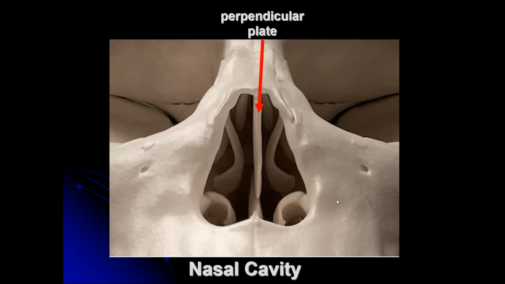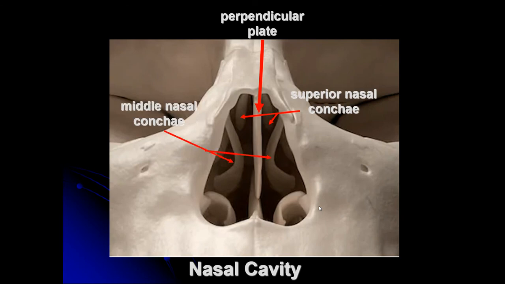And then if you look on either side of the perpendicular plate, you're going to see other structures hanging down. They're actually curled, almost like seashells. And so they're called conchae. That means little seashell. Well, there are actually 3 pairs of these. You can count them, 3 on each side. They're called superior, middle, and inferior. But only the superior nasal conchae and the middle nasal conchae are part of this bone. The bottom ones are different bones, and we'll come back to those later on.